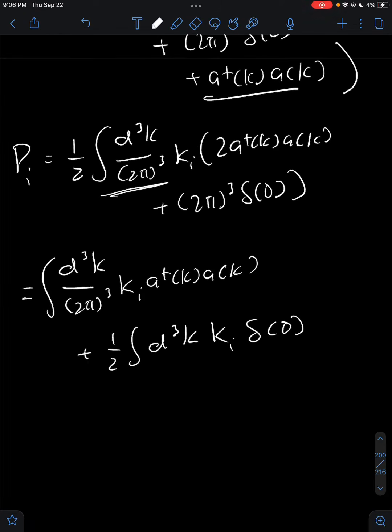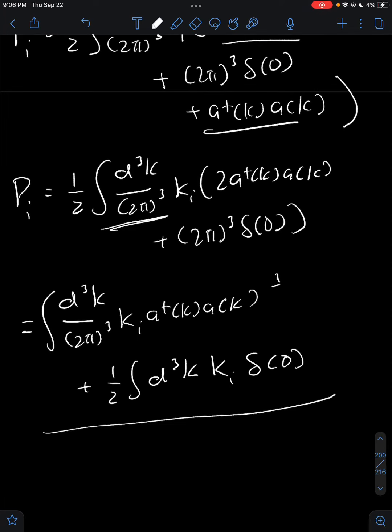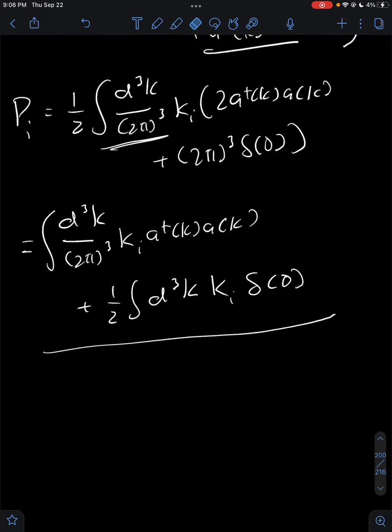So what we've done is we've used our commutators from second quantization to get this expression right over here. There's no longer a 1/2 term in this first term because these cross terms cancel with each other. And yeah, we now have this.